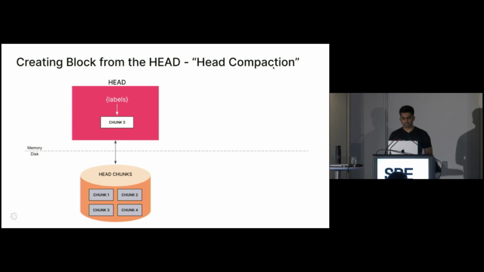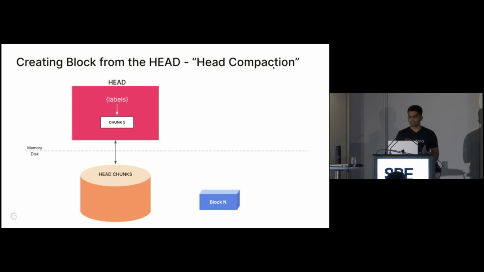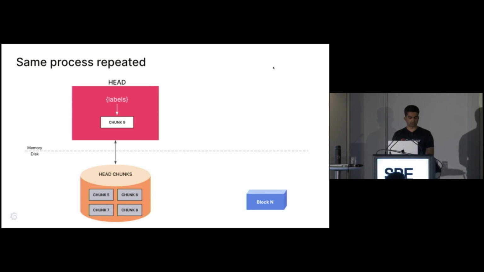In head compaction, we take the data of the last 2 hours. We fill Prometheus up to 3 hours of data, and we take the oldest 2 hours of data. It can be either in the head chunks or in the in-memory chunk. We take those and flush them into a persistent block. We'll see the insides of a persistent block soon. And we just remove the data from the head and the disk files. Similarly, we get more data, and we create more blocks.